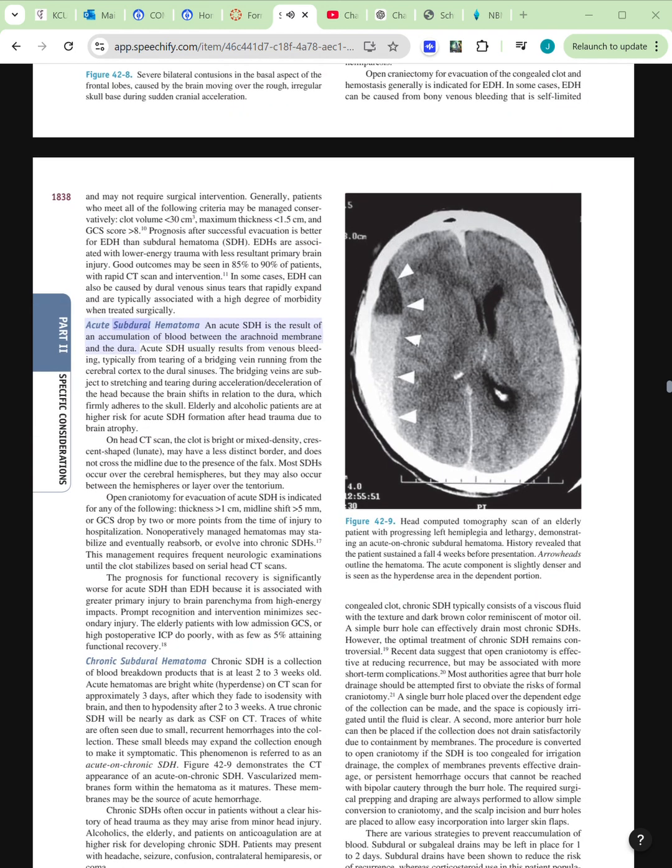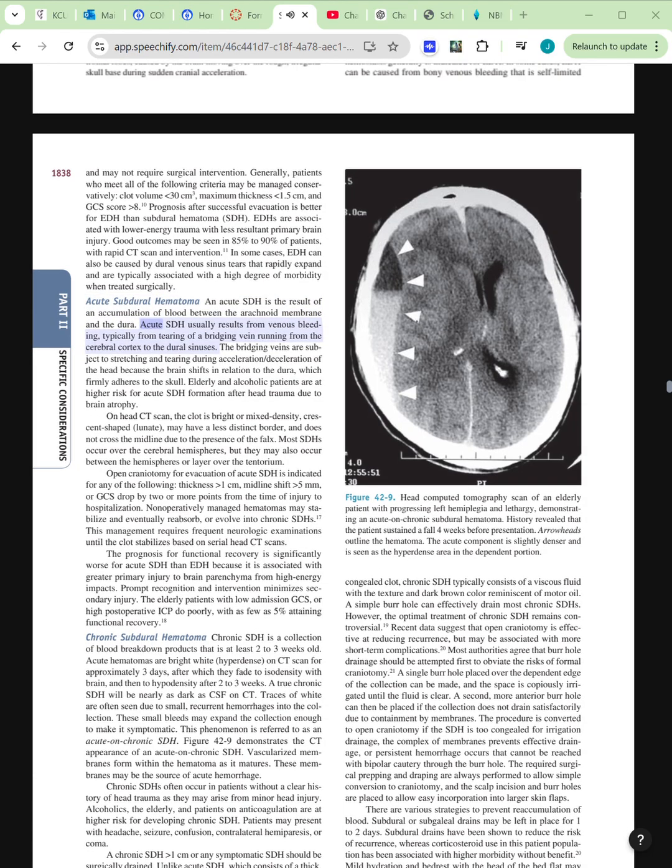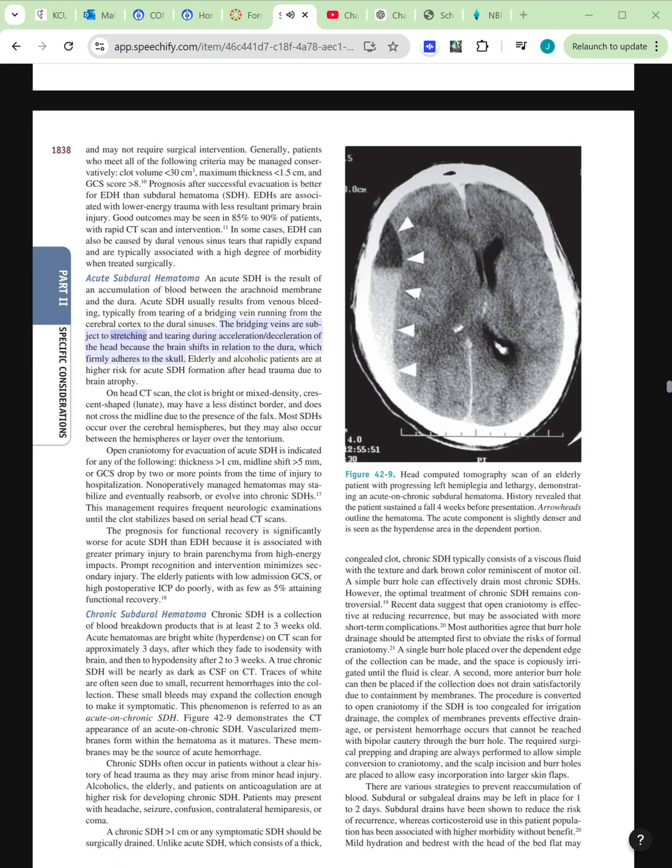Acute subdural hematoma. An acute SDH is the result of an accumulation of blood between the arachnoid membrane and the dura. Acute SDH usually results from venous bleeding, typically from tearing of a bridging vein running from the cerebral cortex to the dural sinuses. The bridging veins are subject to stretching and tearing during acceleration, deceleration of the head because the brain shifts in relation to the dura, which firmly adheres to the skull.